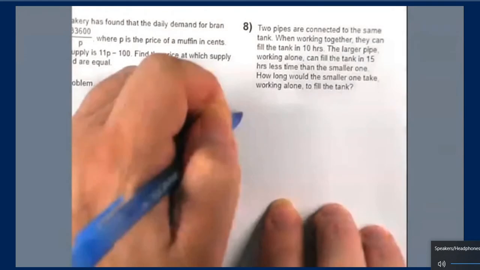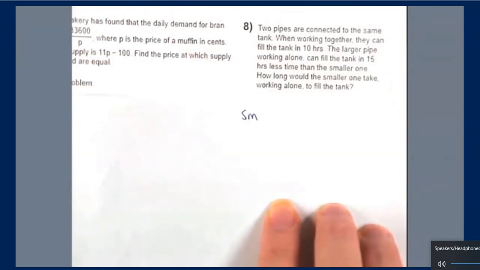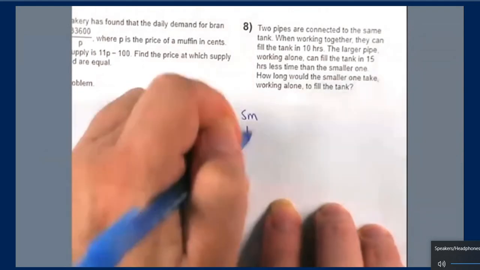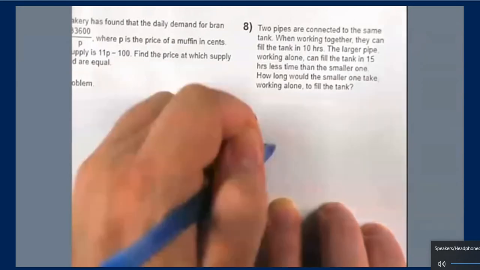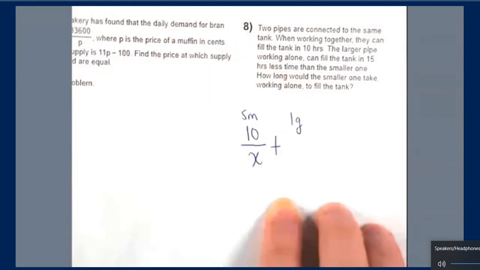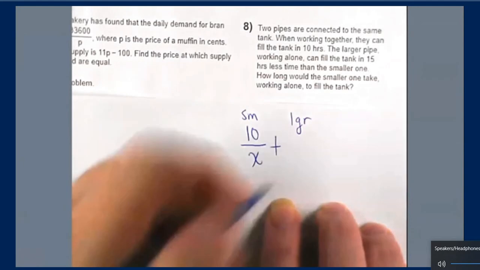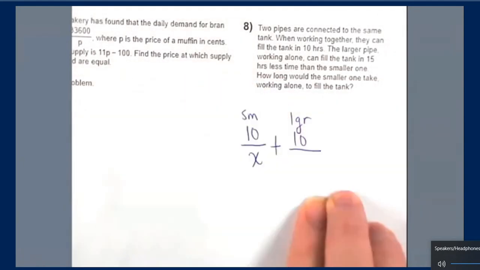All right, so for the smaller pipe, it can work 10 hours with unknown time. We'll let x equal the time it takes the smaller pipe to work alone. Now, together with the larger pipe can complete the job in 10 hours, and it can do it in 15 hours less time than the smaller pipe. So its particular rate is x minus 15.